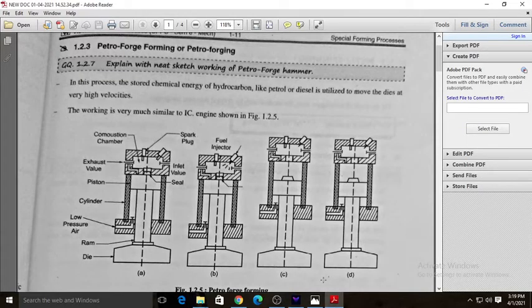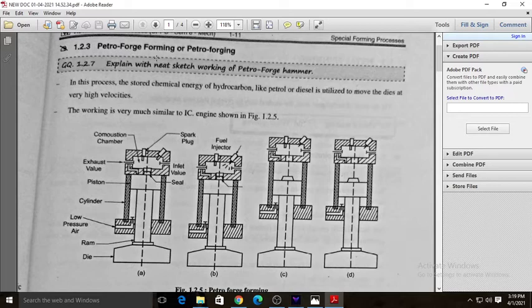Today we are going to see the high velocity forming processes, and in these processes we are going to see the petroforge forming process and metal splitting process. First of all, what is this high velocity forming? These are the processes which are carried out at very high velocity, either by the movement of the ram or the die.